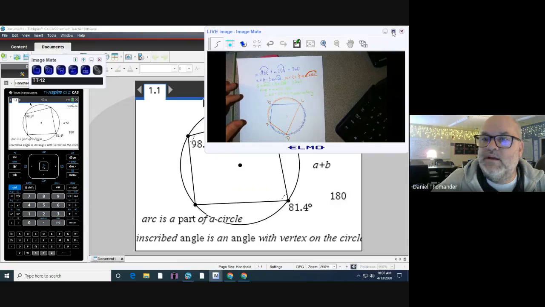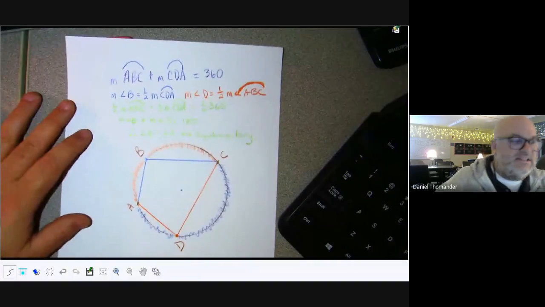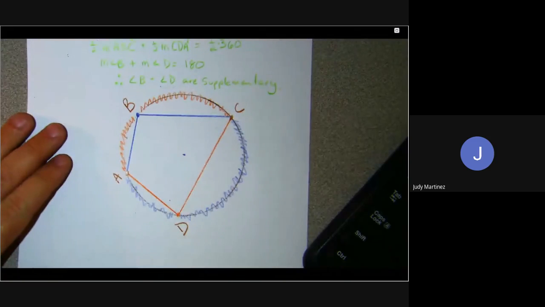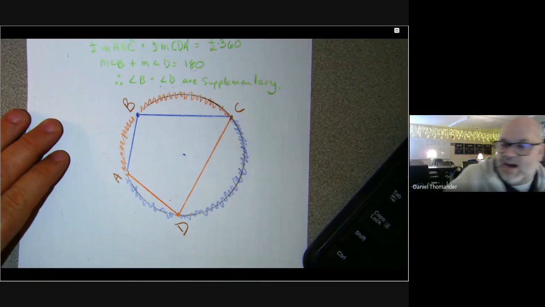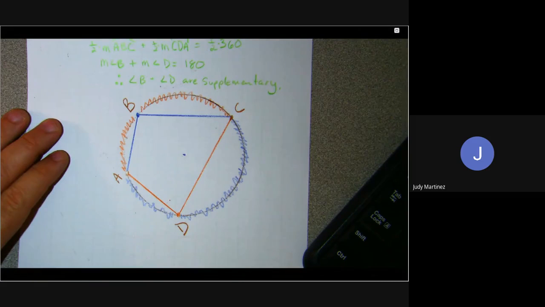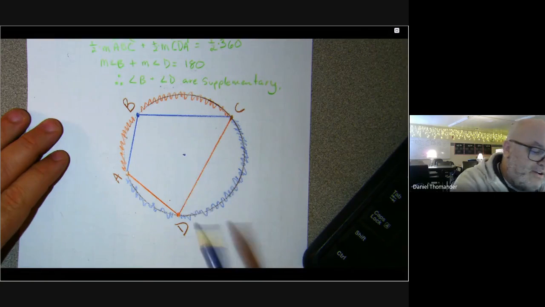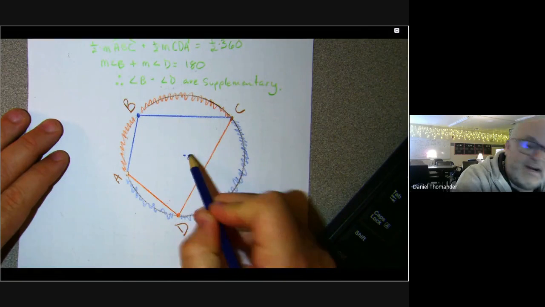So let me see. Hopefully you can see this okay. What I've done is I've created a little circle here, right? You guys see that all right? Judy, can you see that okay? Yep, it's perfect. Okay, so you have a circle here, right? I don't know, maybe I'll call this circle O right here, okay?